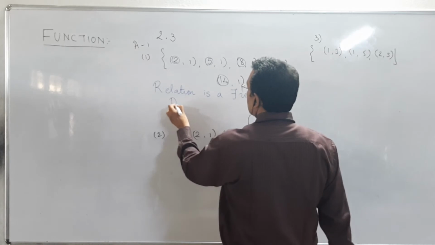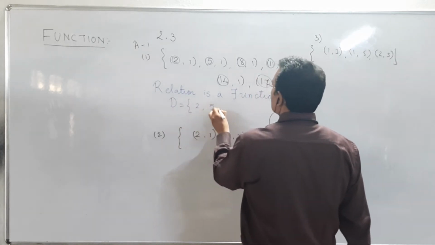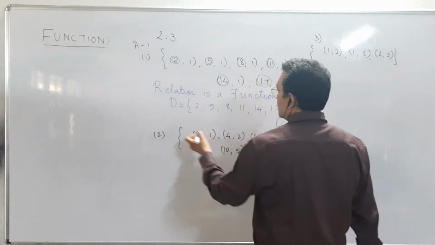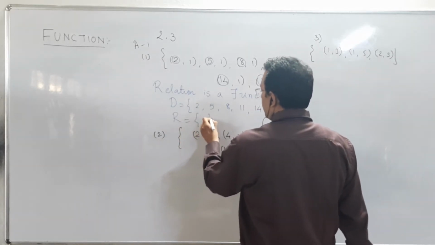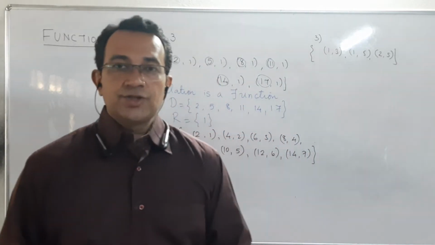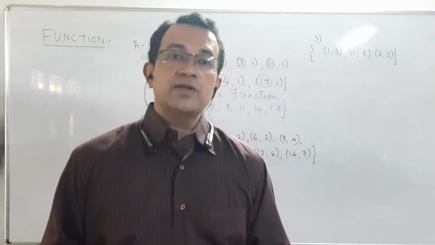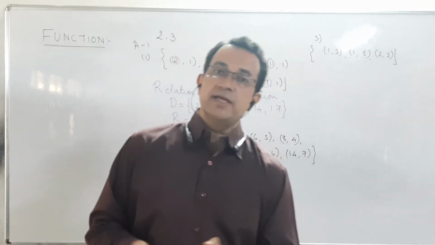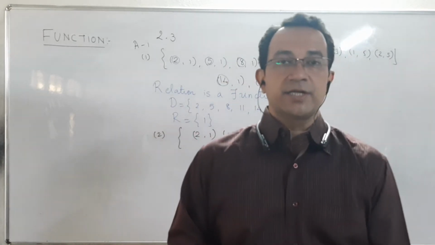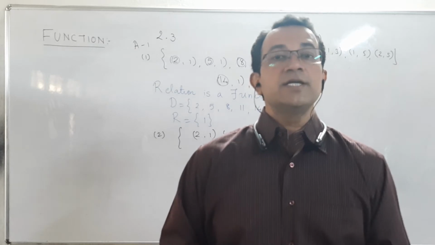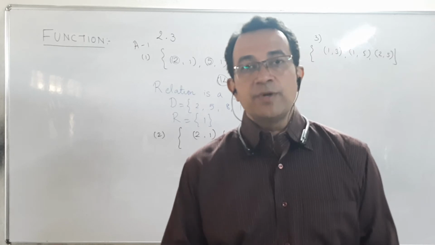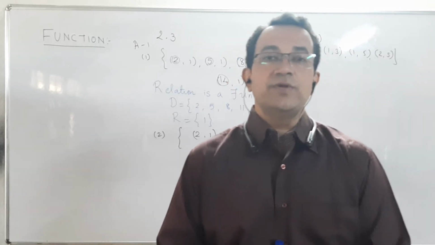And the domain is the set of first elements 2, 5, 8, 11, 14, and 17, and the range is the set of second elements, which is only 1, so simply the set {1}. The range of a function or a relation is the set of second elements, or in other words, the range is also a set of images. The concept is the same, students. Range is the set of images. So the given relation is a function, domain we have written, range also we have written.